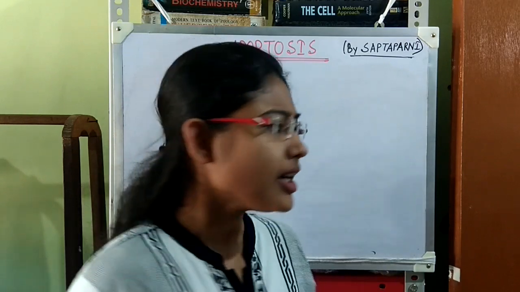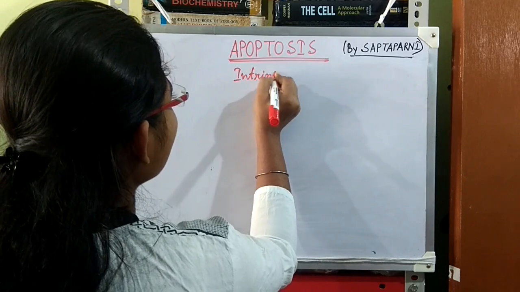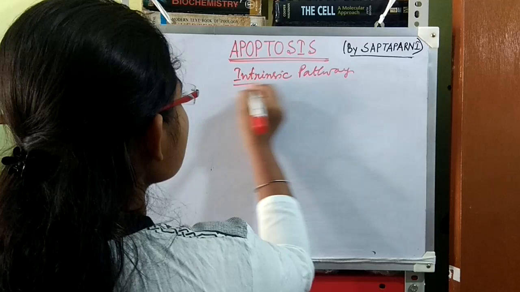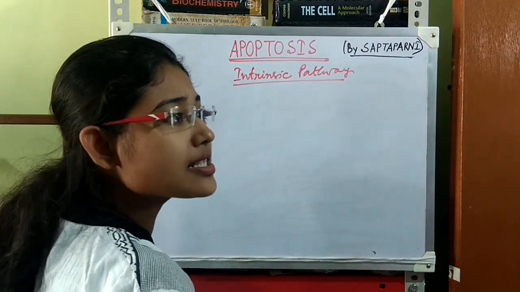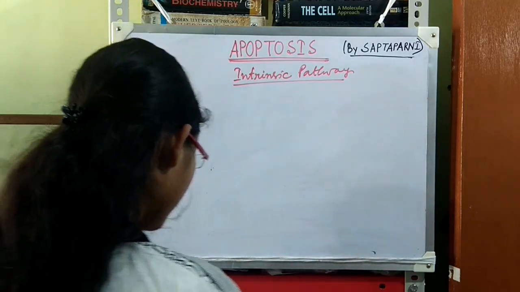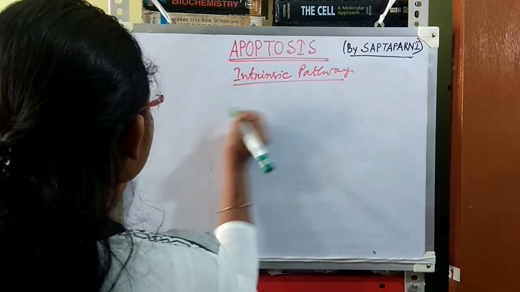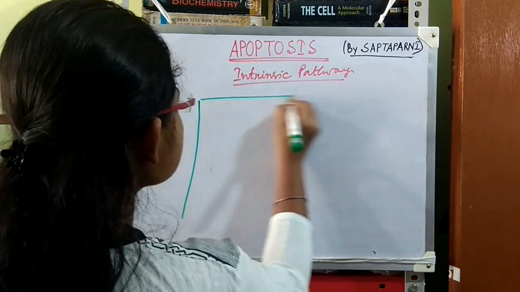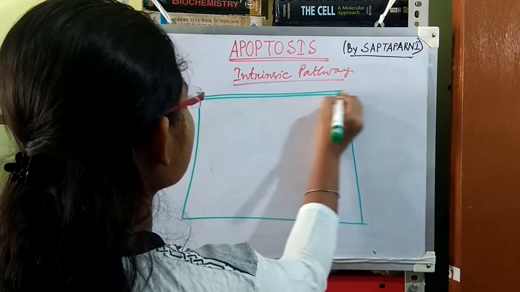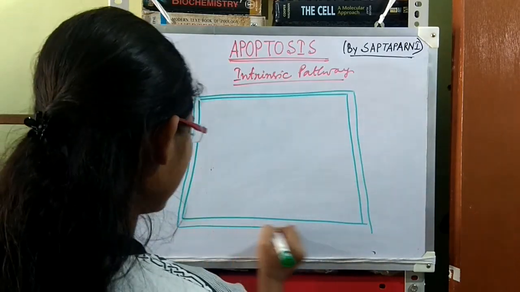So let's write: intrinsic pathway of apoptosis. Here the death signal arises from inside the apoptotic or target cell. So what happens here? Let's say this is our target cell.